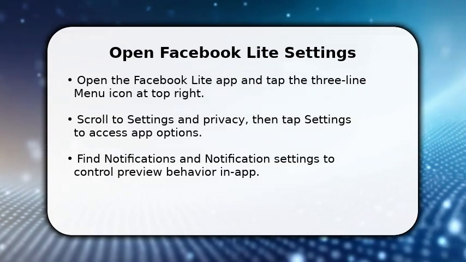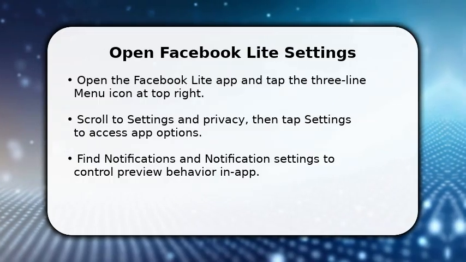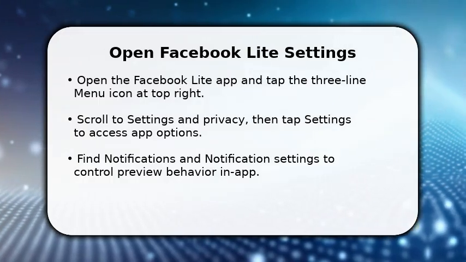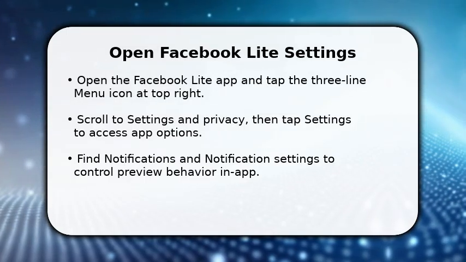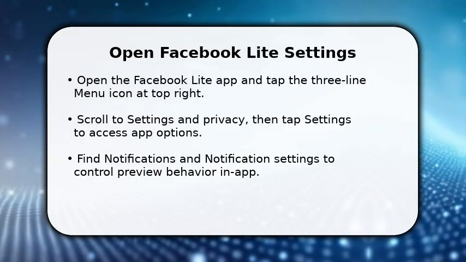Open the Facebook Lite app and tap the three-line menu icon at top right. Scroll down slowly to find Settings and Privacy in the menu list. Tap Settings to enter the app configuration area and view options. Look for Notifications or Notification Settings among available entries.